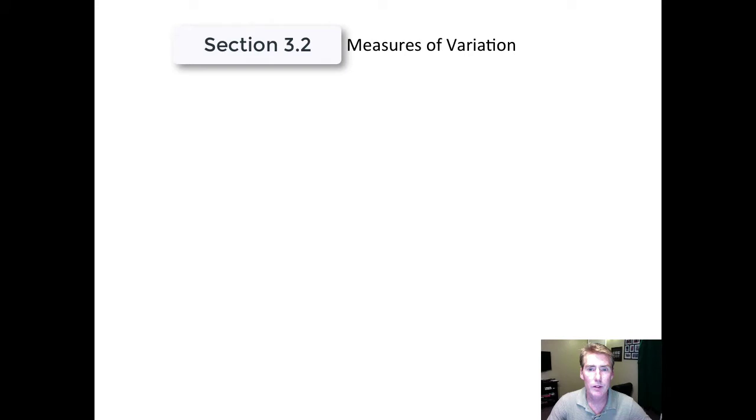Here we are with section 3.3, measures of variation. We've got one extremely important idea in this section that we'll get to in just a minute. But first, let's take a look at this example.